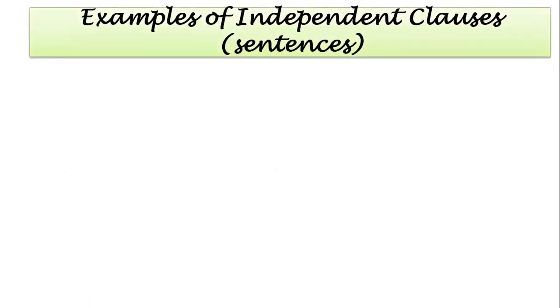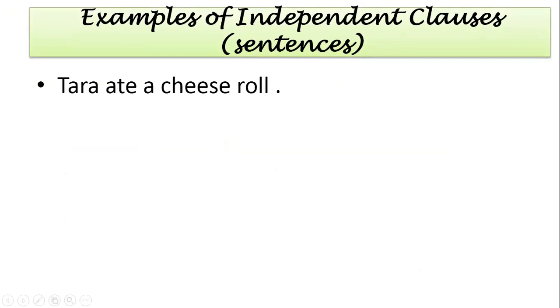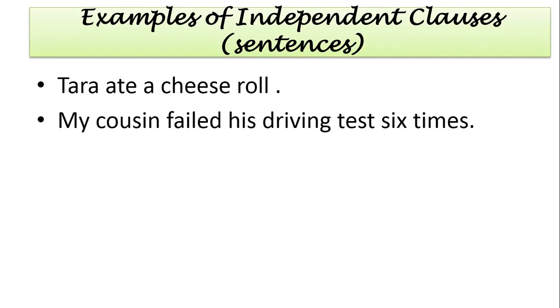Let's have examples of independent clauses. Independent clauses or sentences: the meaning is complete. Tara ate a cheese roll. If I just tell you "Tara ate," is this complete? No, I have to say Tara ate something. Tara ate a cheese roll. This is a complete sentence. My cousin failed his driving test 6 times.